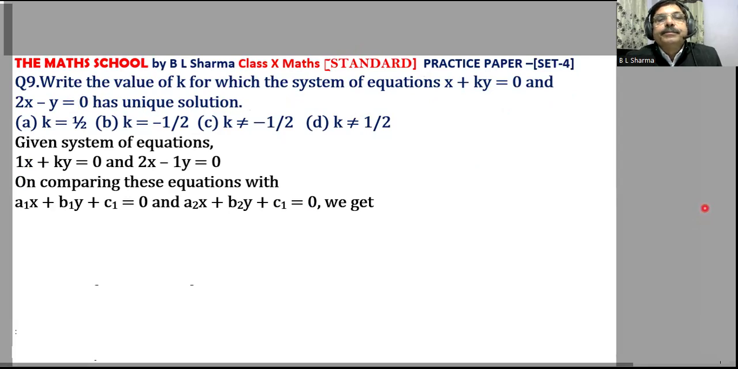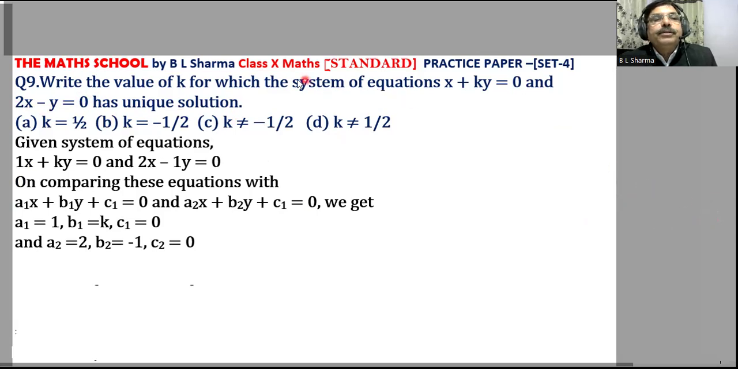What is a1? 1. What is b1? k. What is c1? 0. What is a2? 2. What is b2? Minus 1. And what is c2? 0. What is the condition for a unique solution?